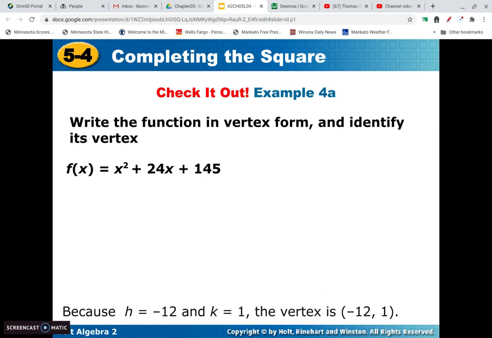All right, there you go. A lot to throw at you right there, but that's how it's done, the completing the square method. All right. Well, that's all.